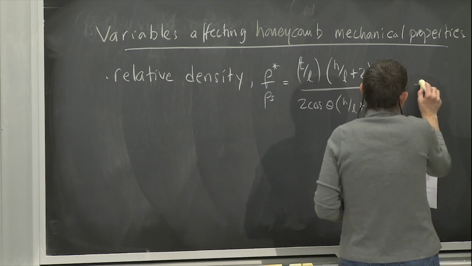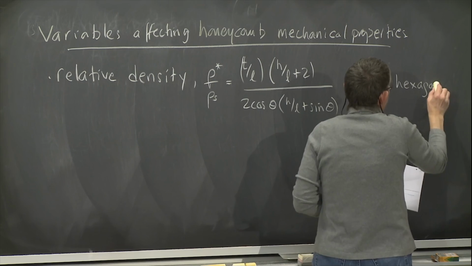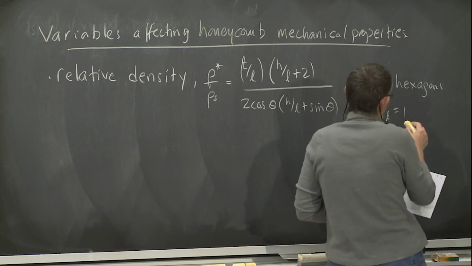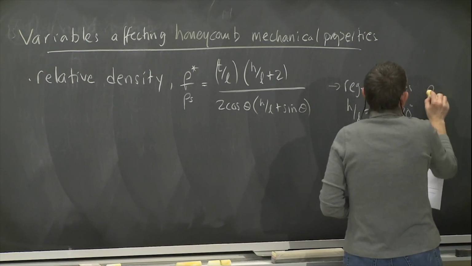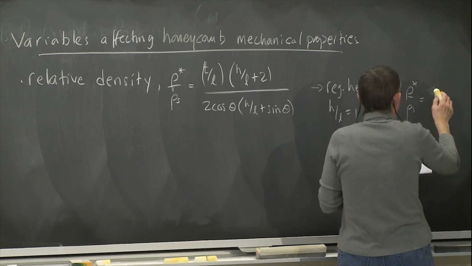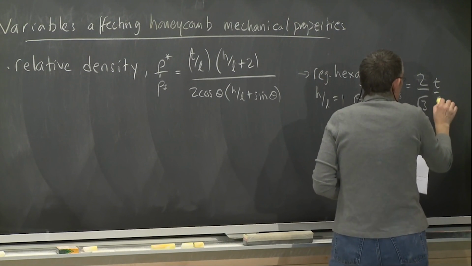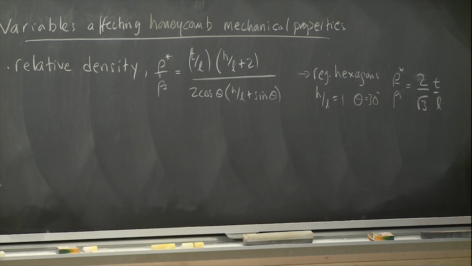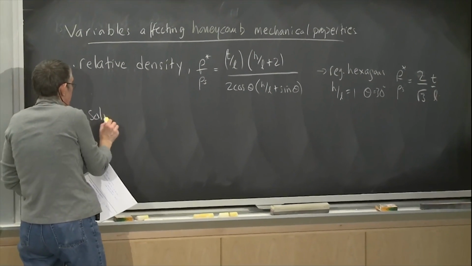And if you have regular hexagons, so h over L is equal to 1, all the sides are of equal length, and theta is equal to 30 degrees, the relative density is 2 over root 3 times t over L. So it just goes linearly with t over L, the thickness to the length ratio of the walls. So it depends on how much solid you've got, it depends on the solid properties.